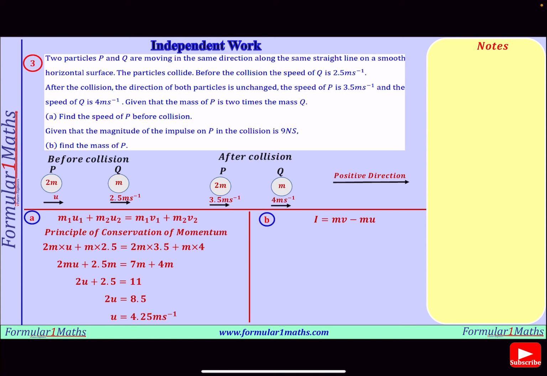For B, again, we use the impulse momentum principle. We are told that the magnitude of the impulse on P in the collision is this. So the impulse on P is due to Q. So this time I'm going to use the values for Q and do the substitution. I'm going to get 9, which is the impulse given, equals m times 4 minus m times 2.5. So I get 9 is equal to 1.5m, and then if I solve that, I'll get 6 kilograms.